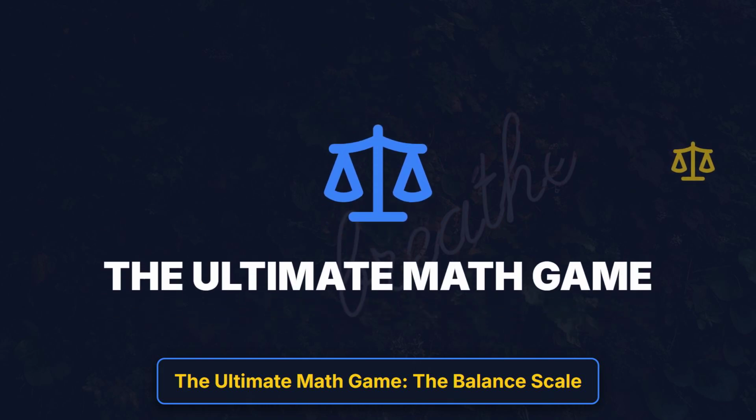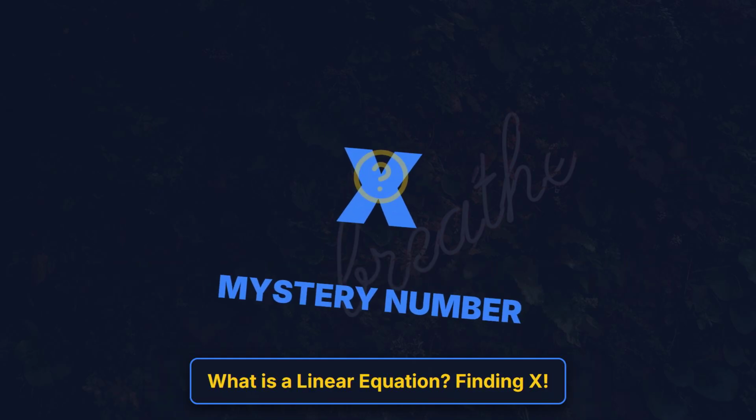Welcome to the ultimate math game. Solving an equation isn't about memorizing scary rules. It's about acting like a judge keeping a balance scale perfectly level. A linear equation is just a math puzzle with a single mystery number, usually called x. This x is regular and predictable, no wild exponents like powers of 2 or 3 here.